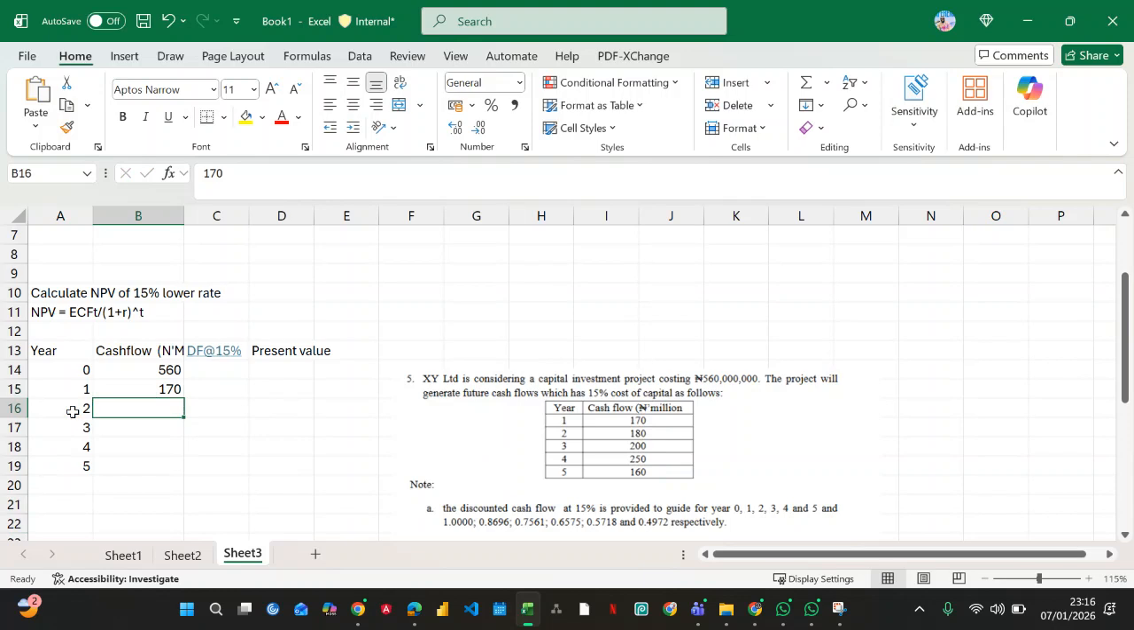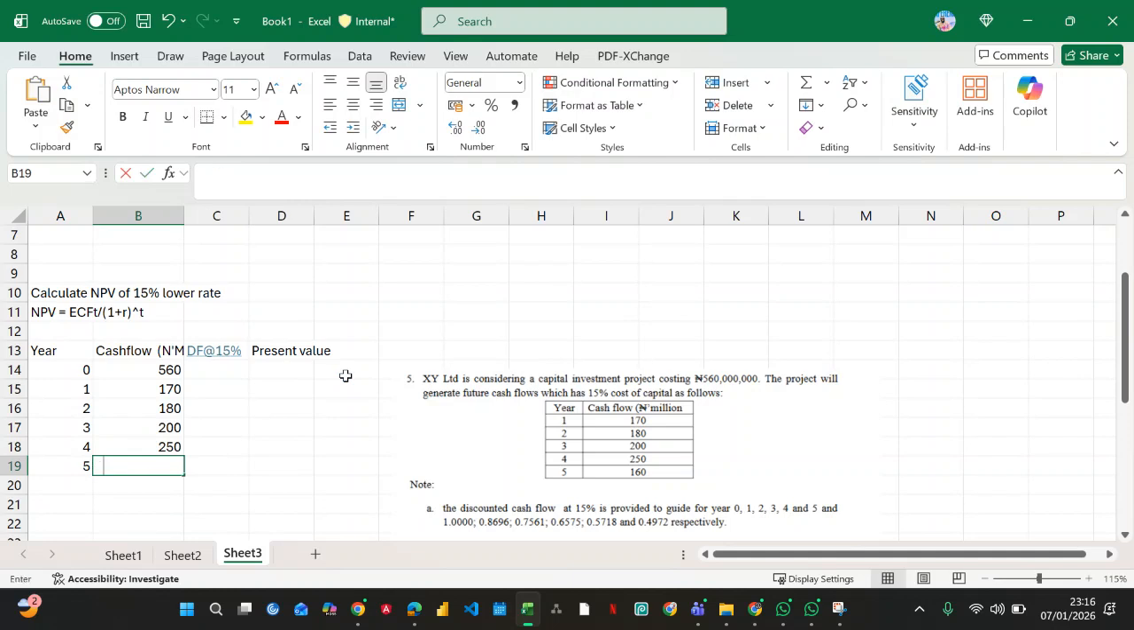Even in the question, can you see how they put it in the questionnaire? Okay, so all these figures, 170, 180, everything is in millions. Yes, in million, and see, naira in million. Can you see? That's what I just did. Naira in million. Okay, now I understand.